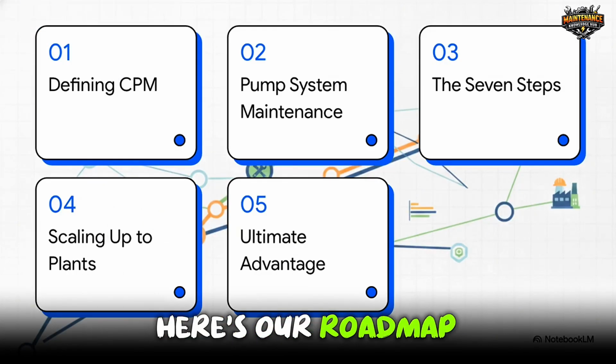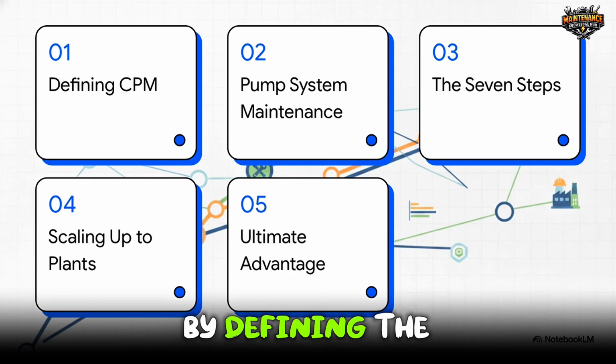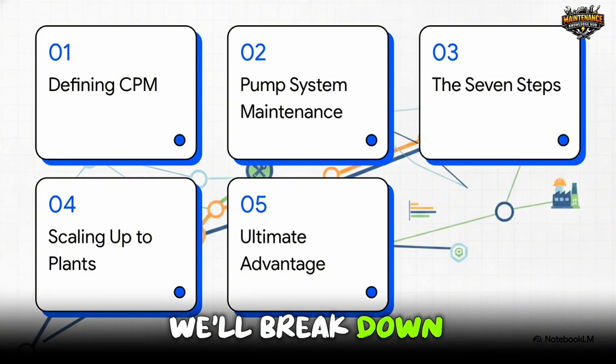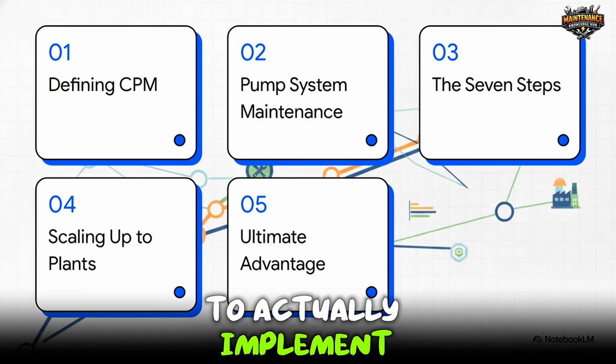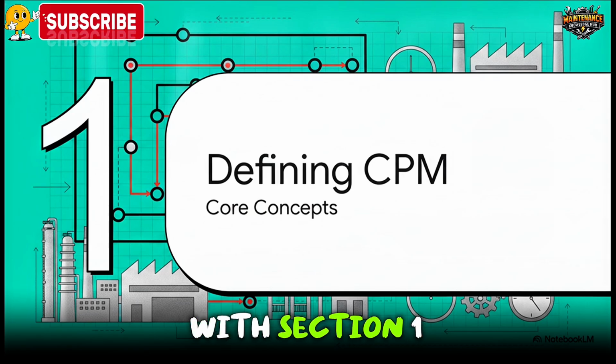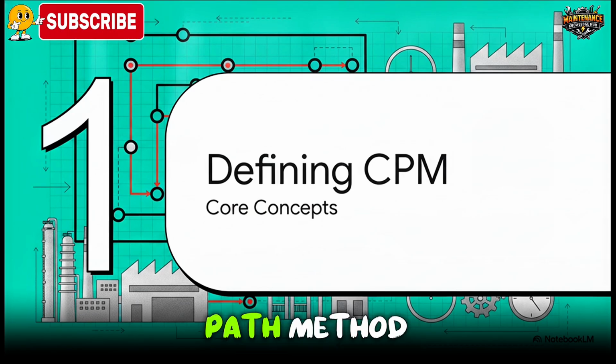Okay, here's our roadmap for today. We're going to start by defining the critical path method. Then we'll walk through a real-world example with pump system maintenance. After that, we'll break down the 7 steps to actually implement it. See how this scales up to massive power plants, and wrap up with the ultimate maintenance advantage. All right, let's kick things off with Section 1, Defining the Critical Path Method.